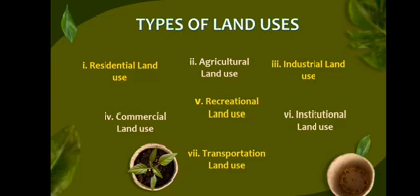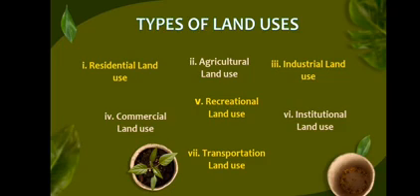The first one is the residential land use. This is where we live in, or it is basically any land with a home on it, like in the urban areas and rural areas, where urban areas are the houses that are very close together, such as in apartment buildings, while rural areas are the houses that are very far apart from each other.